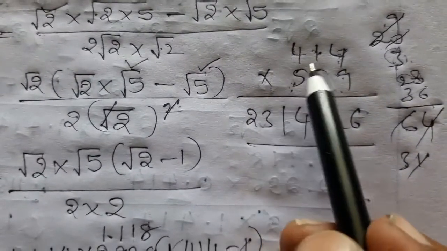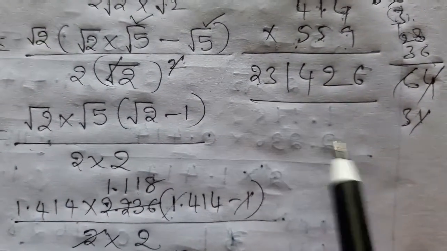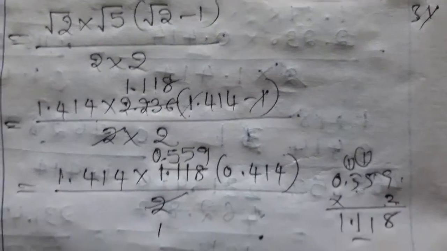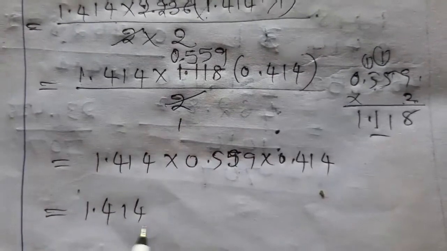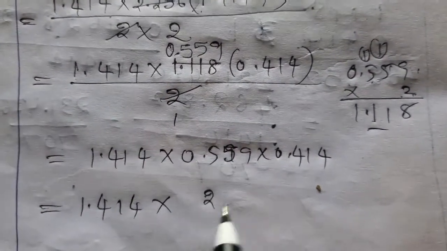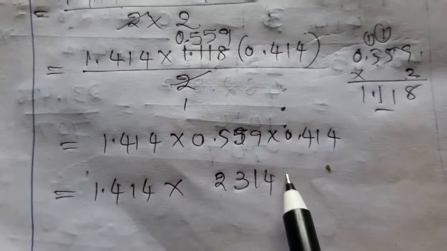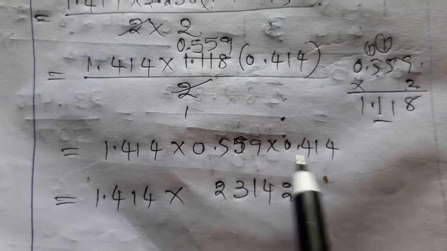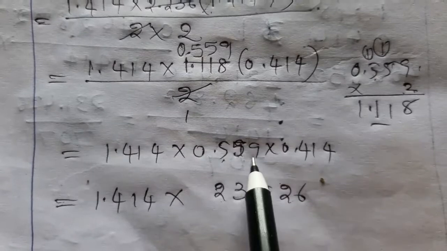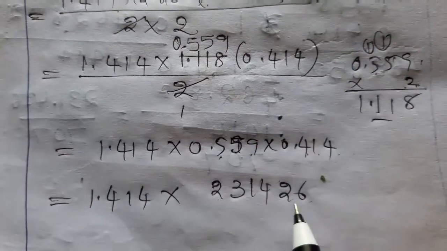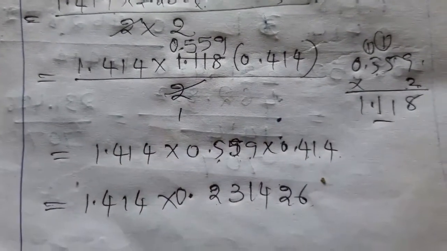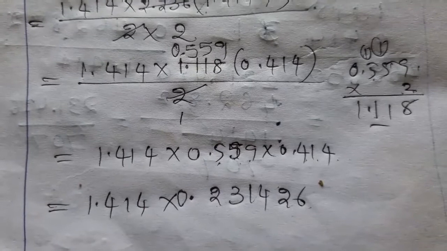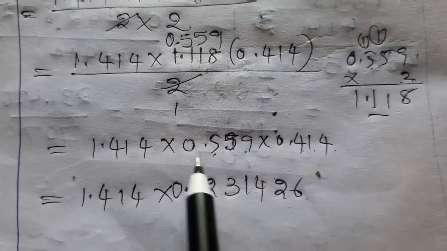So what we got is 231426. So after the decimal point, how many digits count? 1 2 3 4 5 6. So 0.231426 is the answer of these two multiplication.